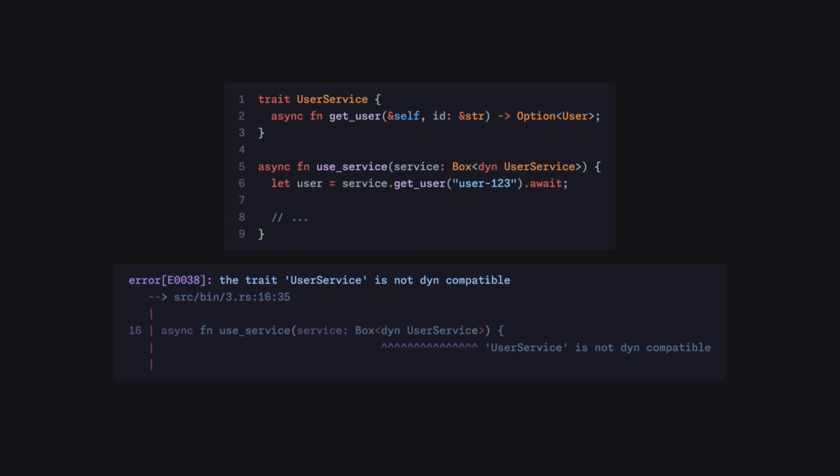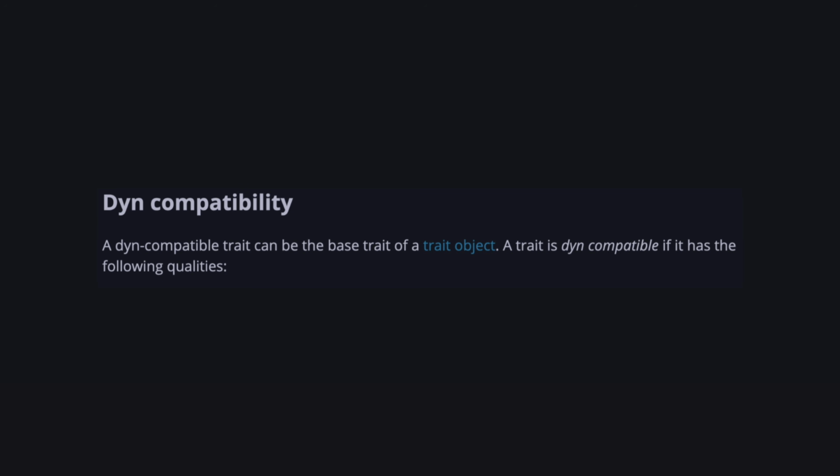The first Rust error we see is this. The trait UserService is not dyn compatible. What is dyn compatibility, you ask? Let's consult the Rust reference for guidance. A dyn compatible trait is simply a trait that Rust is able to turn into a trait object, meaning that it can be used behind dyn for dynamic dispatch.